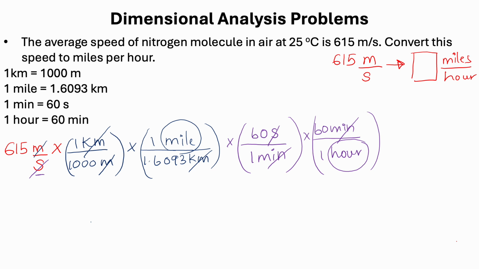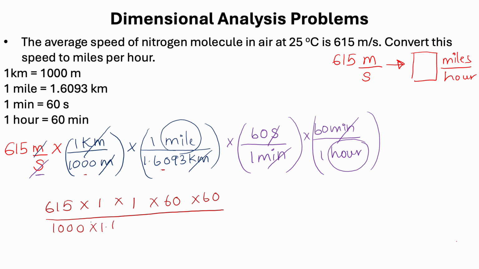Now we have already done the unit part. Now we have to do the calculation. Let's see the numbers we have. So in this calculation you have 615 at the top, times 1, times 60, times 60, divided by 1000, which is here, and then 1.6093 times 1 and times 1. So your unit is miles per hour.